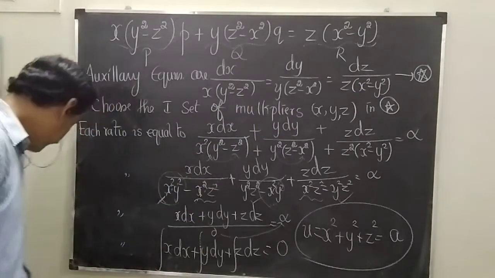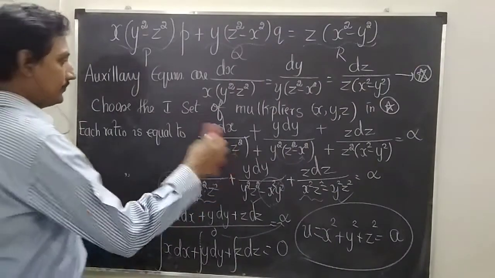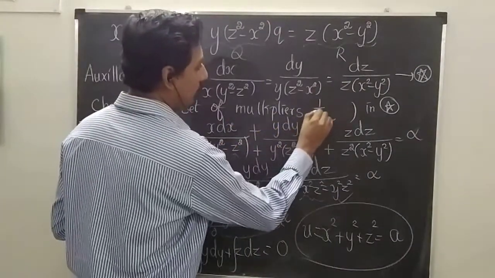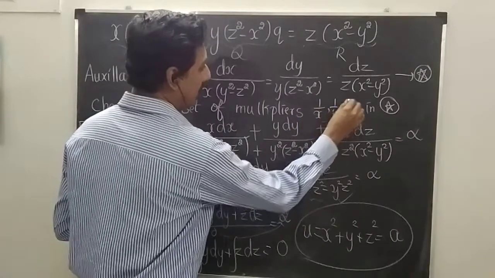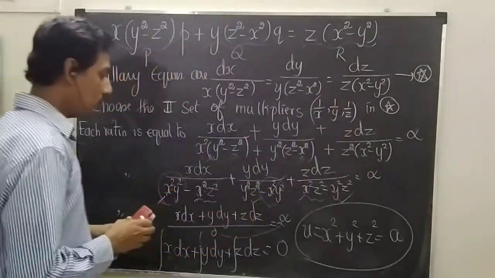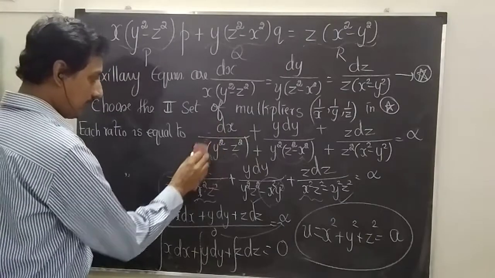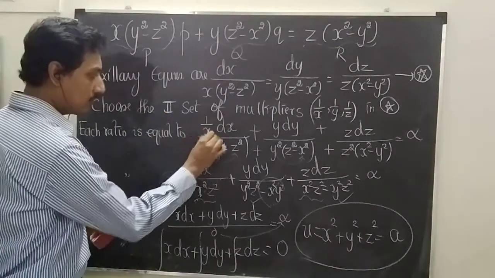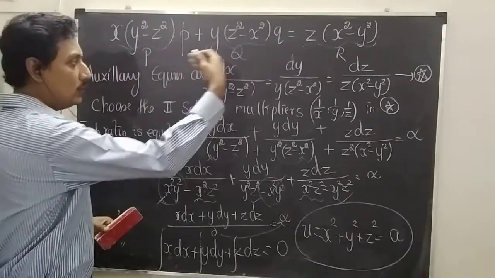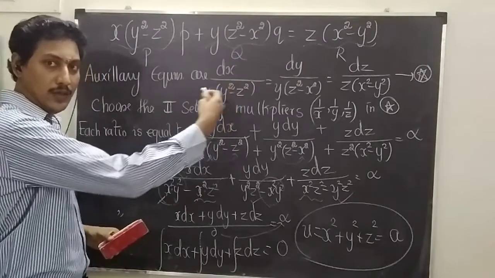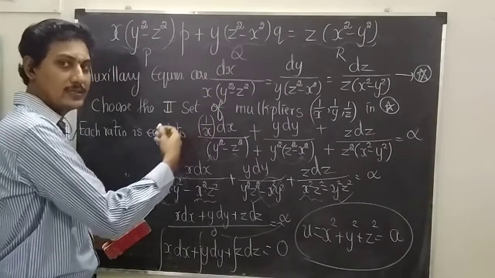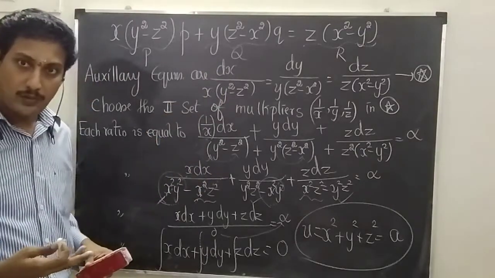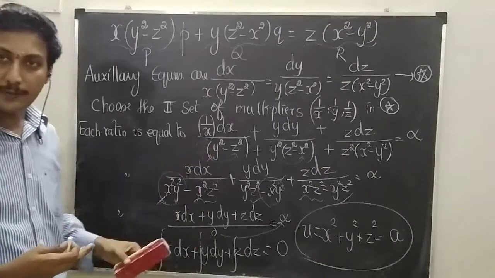So the second set of multipliers is nothing but 1 by x, 1 by y, 1 by z. Now each ratio is equal to, let us see, this x gets cancelled. In the numerator I am getting 1 by x. That means we multiply by 1 by x in the numerator and 1 by x in the denominator. From the denominator side that x gets cancelled, and at the same time we get 1 by x in the numerator.